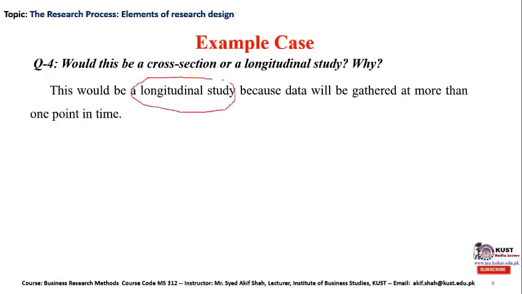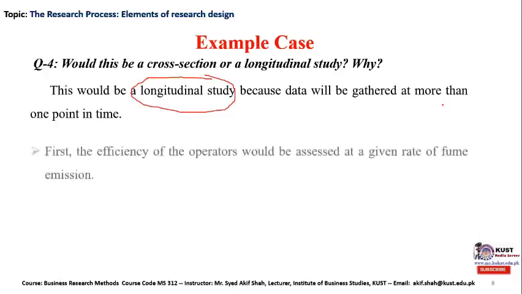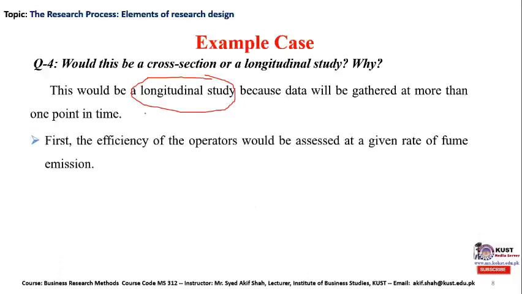Why? Because the data will be gathered at more than one point in time, like at the different levels of fumes in the workshop. The data pertaining to the low efficiency of the workers may be judged in order to find out the relationship, which is a causal relationship, between a high level of fumes and low efficiency in the workshop. First, the efficiency of the operators would be assessed at a given rate of fume, whatever the rate of fume emission in the workshop is.